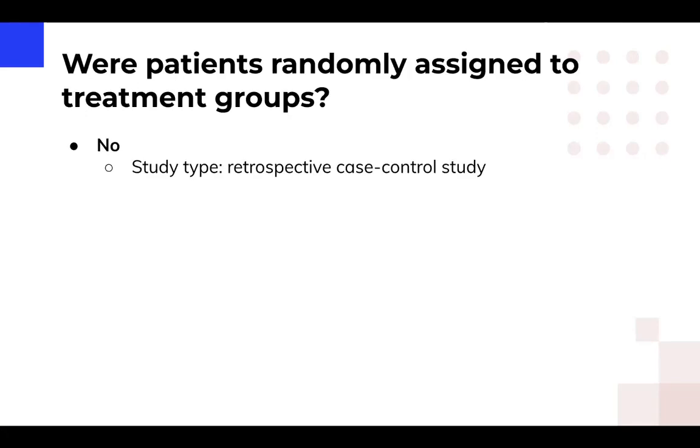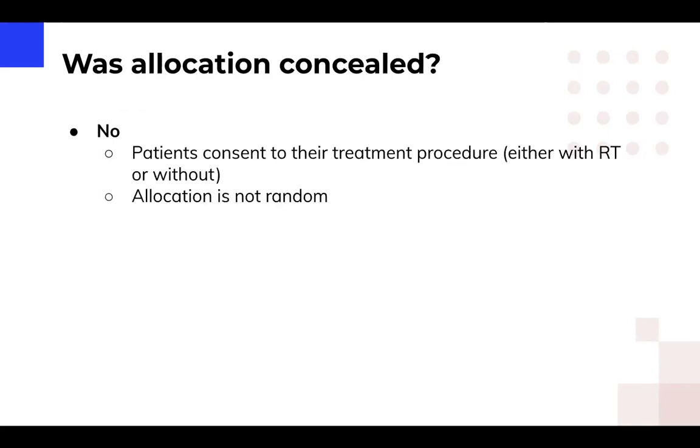So first, were patients randomly assigned to treatment groups? No, because the study type is a retrospective case controlled study, and so there was no random assignment done. Next, was allocation concealed? No, the patients consented to the treatment procedure, whether they receive radiotherapy or without. And allocation is not random.